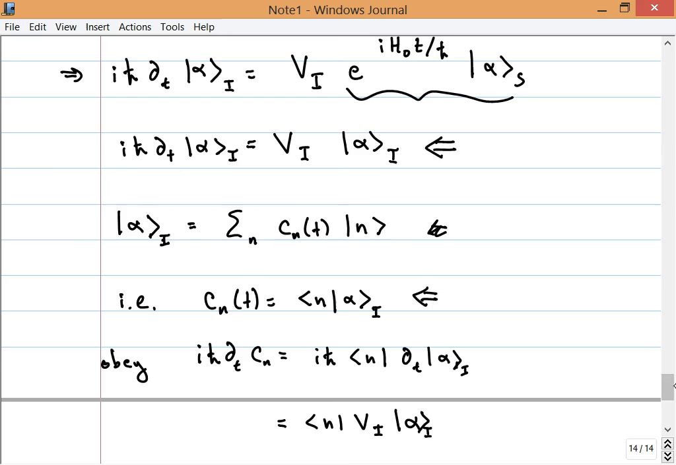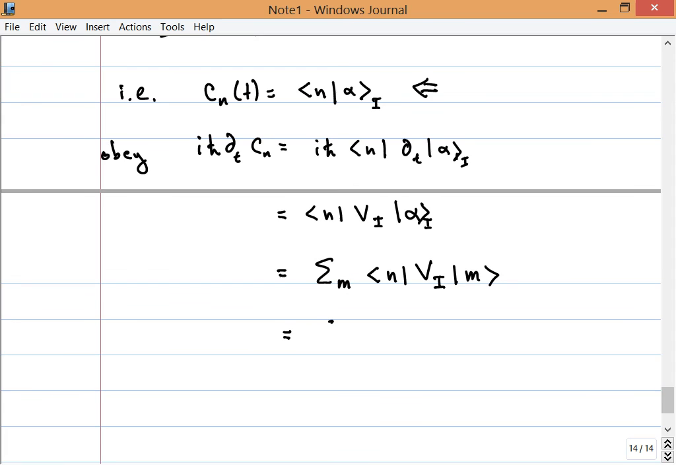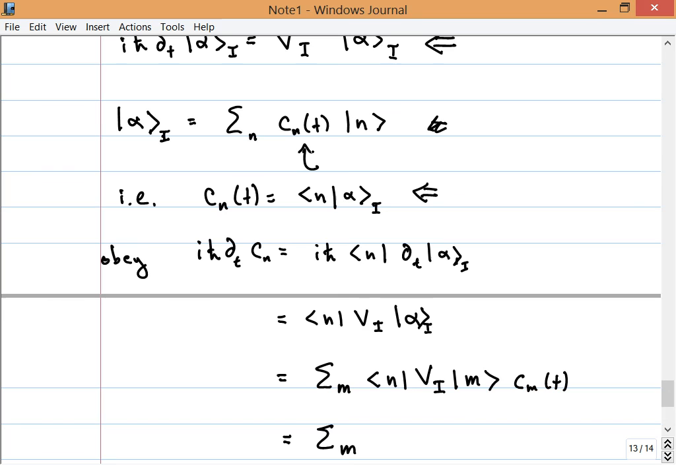And then using our definition of alpha I, this is going to be the sum over m of the overlap between n and V times the state m in the interaction picture. Or in the Schrodinger picture, this is the sum over m times c_m, c_m of t from this equation. So that's that piece right there.